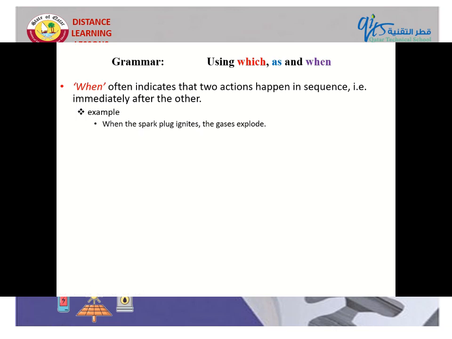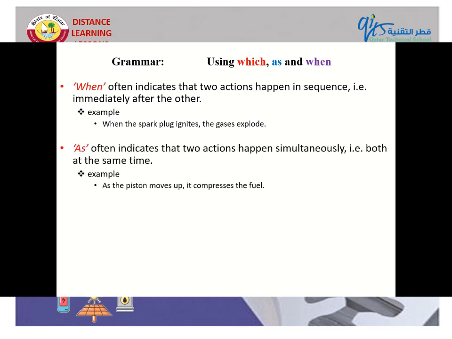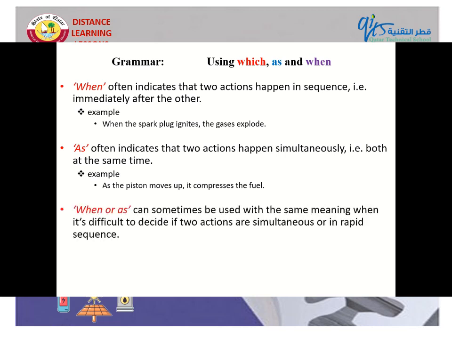And as is used when the two actions happen simultaneously. It has the same structure. We start with as, separate the two actions by a comma. Sometimes it is difficult to know if the actions happen in sequence or simultaneously. In this case, we can use either when or as to give the same meaning. For example, these actions, we are not sure whether they happen in sequence or simultaneously, so we use when or as, and there's no problem.